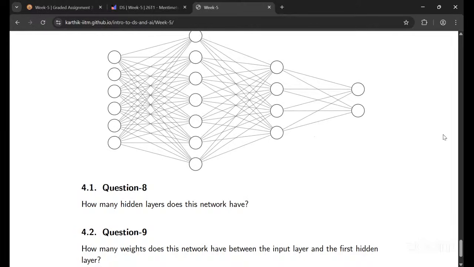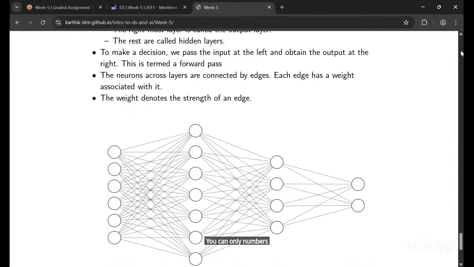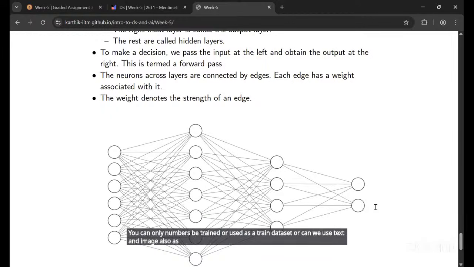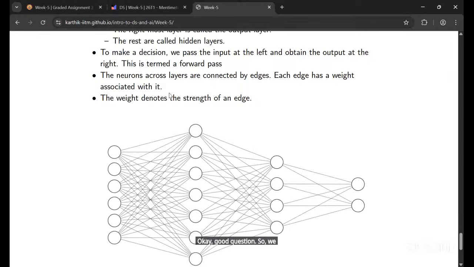Ma'am, can only numbers be used as a training data set, or can we use text and images also as data for neural networks? Okay, good question. So we can use both text, images, everything. But again, coming down to how your computer does the processing, a computer only understands 0, 1, or numerics for that matter. So yes, the answer to your question is yes, it can process text and images.